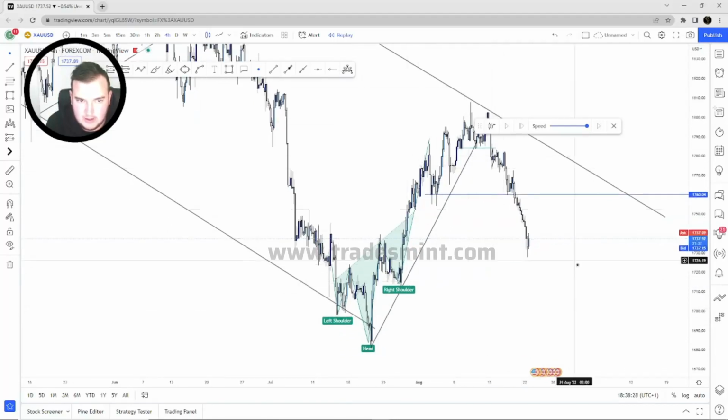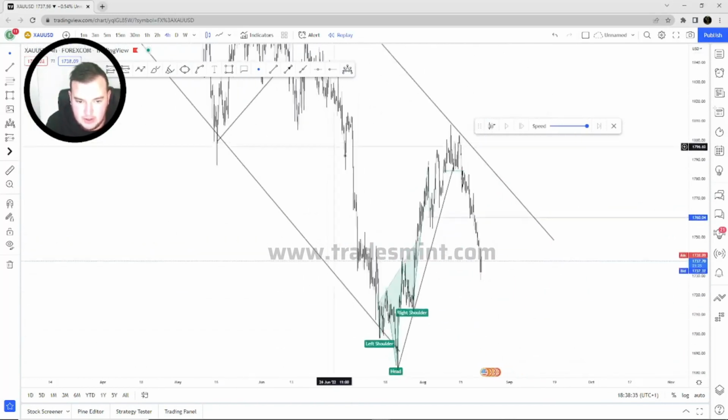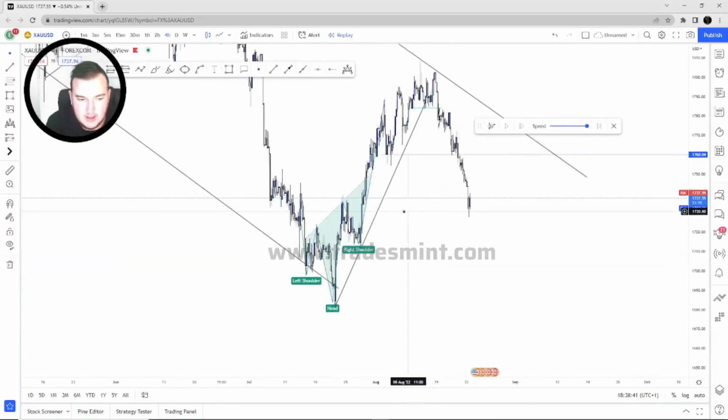So this is a bullish trend within a bearish trend. So the overall direction is still bearish, but this is a reversal sign that price has finished pushing lower for now and looks to correct or reverse to the upside before then continuing to the downside. So this is an example of a head and shoulders.